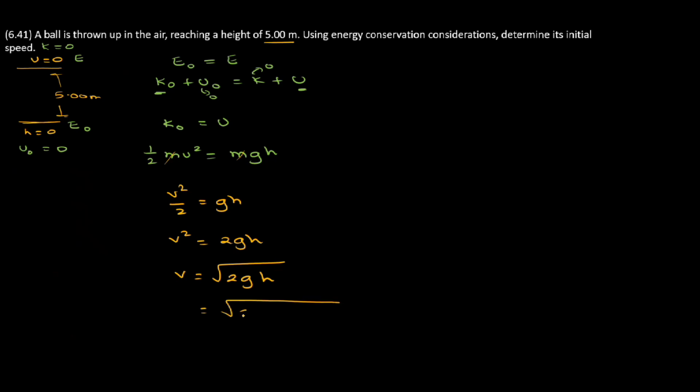Let's substitute. g is 9.81, height is 5 meters. And when you substitute this, you get your answer as 9.90 meters per second.